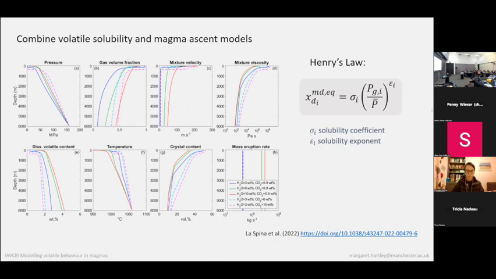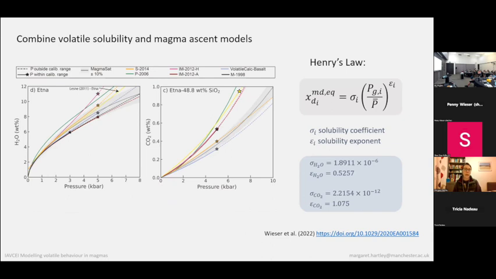And Giuseppe was using VolatileCalc, a simple water versus pressure plot, and a simple pressure versus CO2 plot to calculate a curve for the particular bulk composition of interest, fit that curve and extract the solubility coefficient and the solubility exponent.